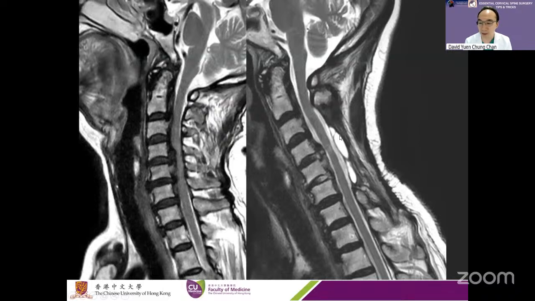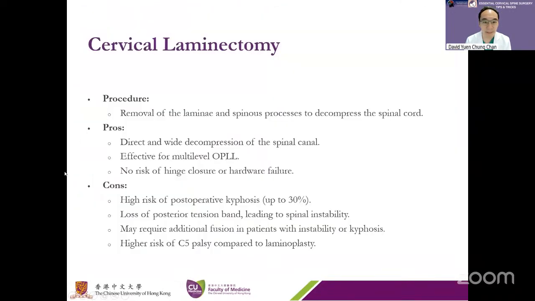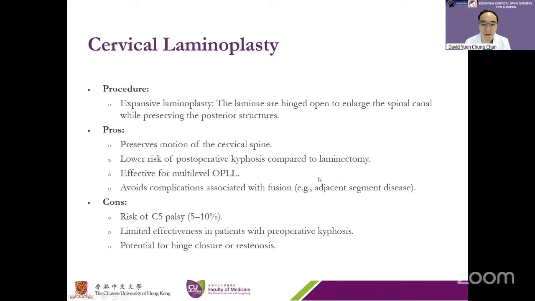So this was another patient with OPLL. And after laminectomy, we also performed a duroplasty. And on the post-op MRI scan, you can see the nice duroplasty and adequate decompression of the spinal cord. So these are the pros and cons of laminectomy versus laminoplasty and PSF.